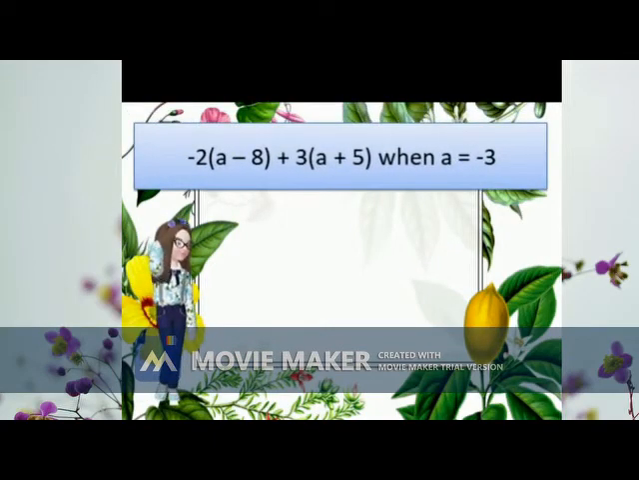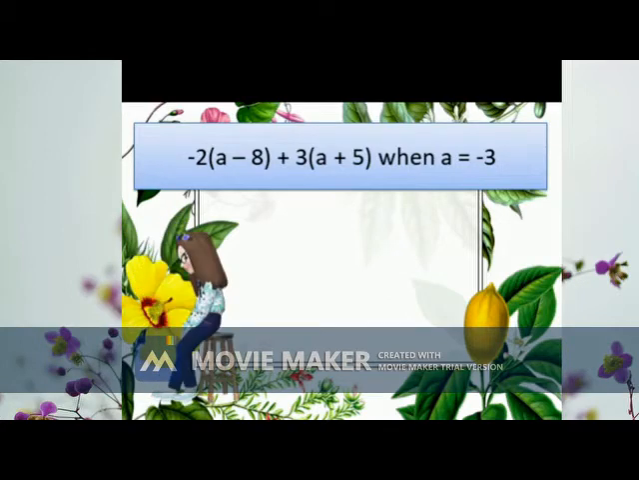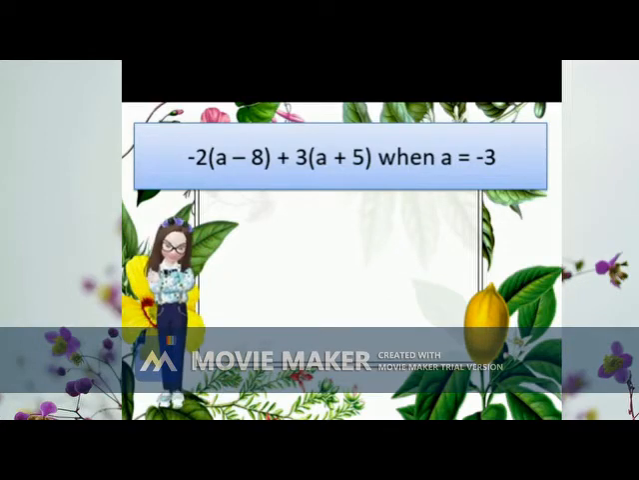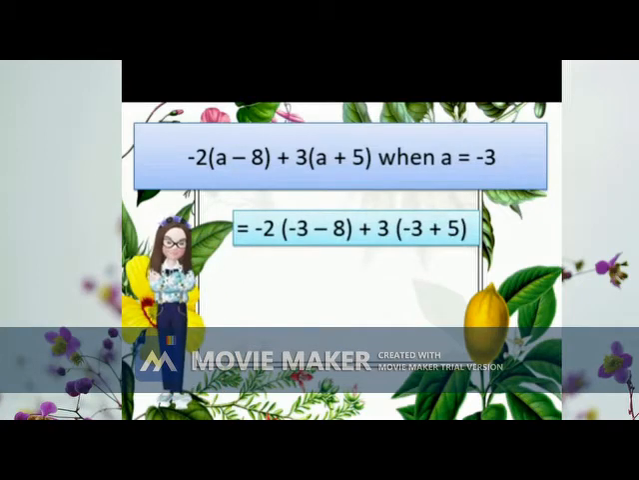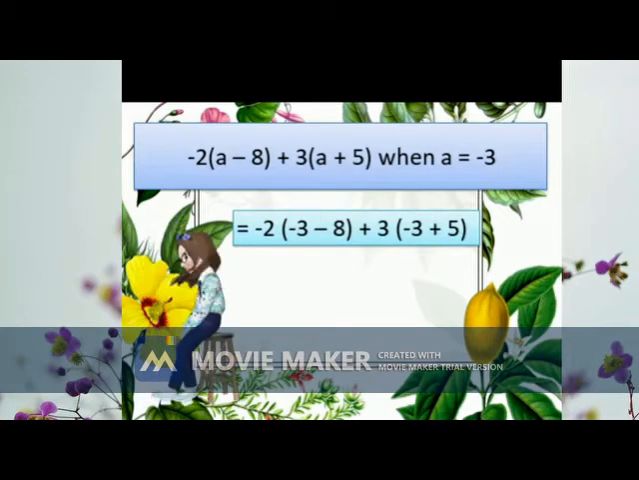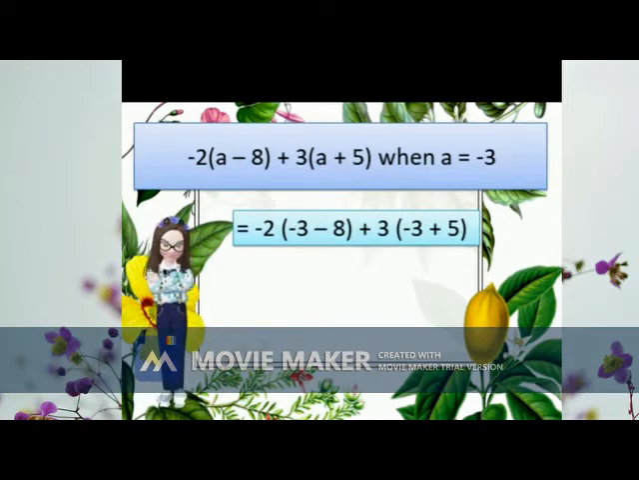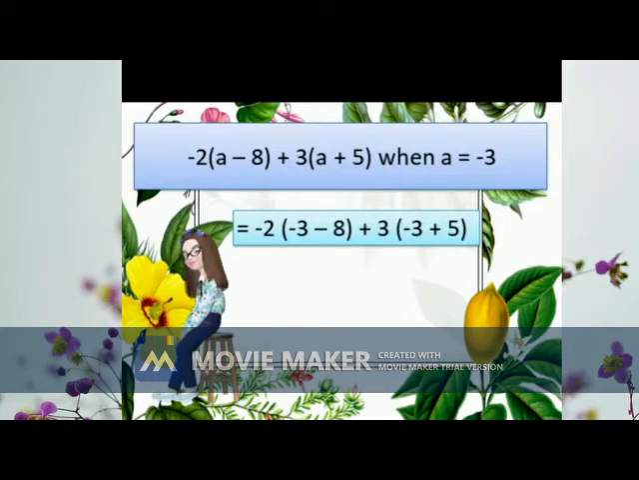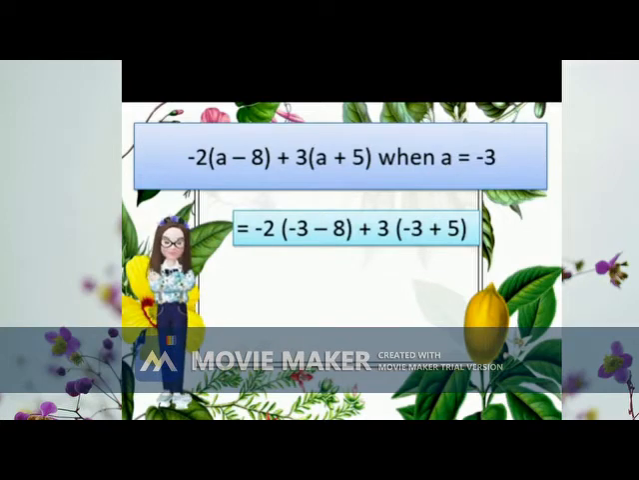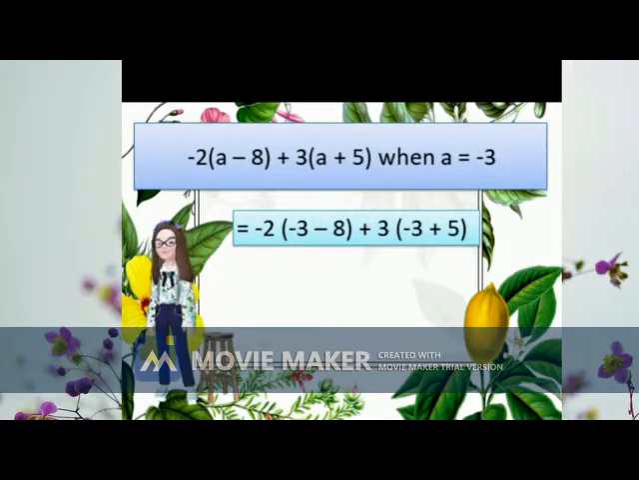Negative 2 quantity a minus 8 plus 3 quantity a plus 5 when a is equal to negative 3. So this is how it says. Let us start with the parentheses. So we will change those letter a with negative 3. We will now have negative 2 times quantity negative 3 minus 8 plus 3 quantity negative 3 plus 5. So let us start with those in the parentheses. So you will have negative 3 minus 8, that will give you negative 11, and negative 3 plus 5 will give you positive 2.